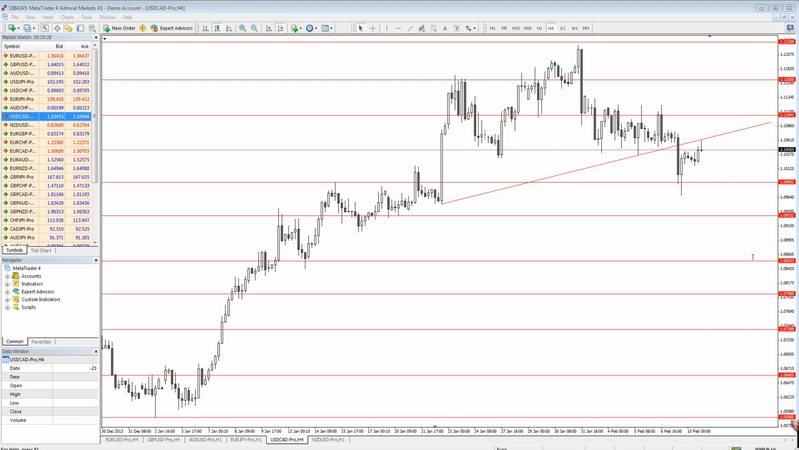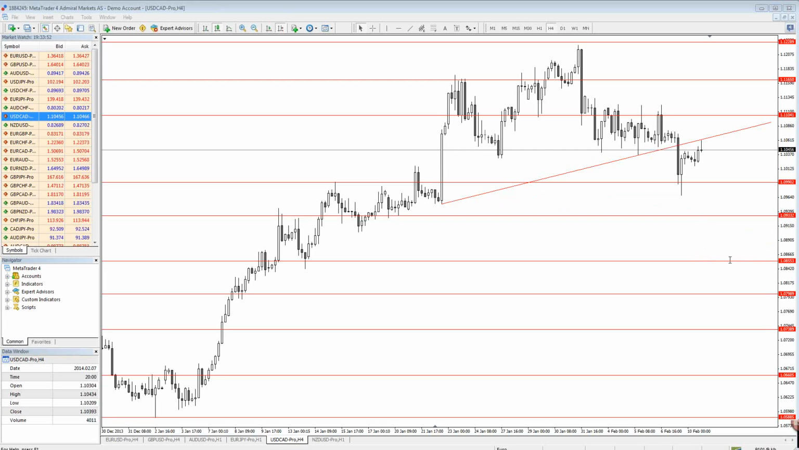I don't use fib expansion for targets, Igor. I use red levels, pivot points, and previous highs and lows. So when I see the confluence, I put the confluence levels there. So I don't use fib expansion for targets.